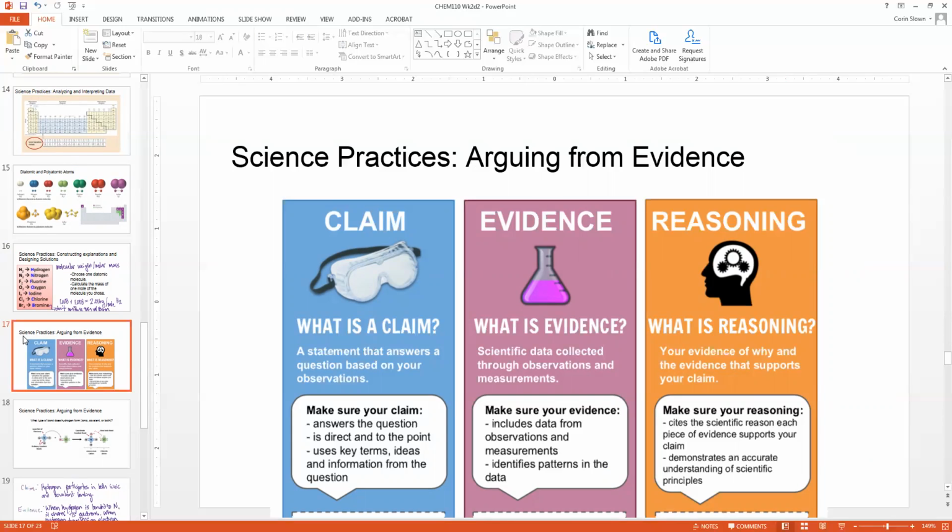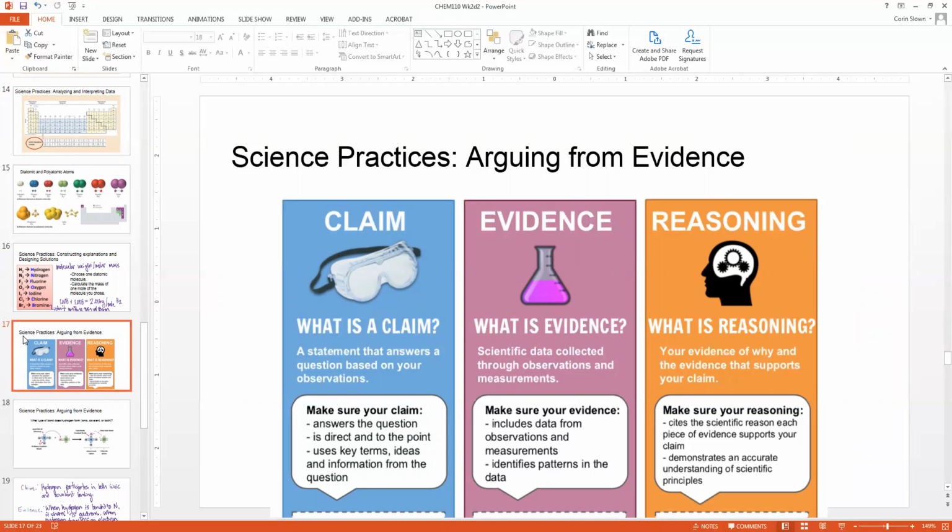So what is evidence? Evidence is scientific data collected through observations and measurements. You want to make sure that your evidence includes data and observations from measurements, and that it identifies patterns in the data.